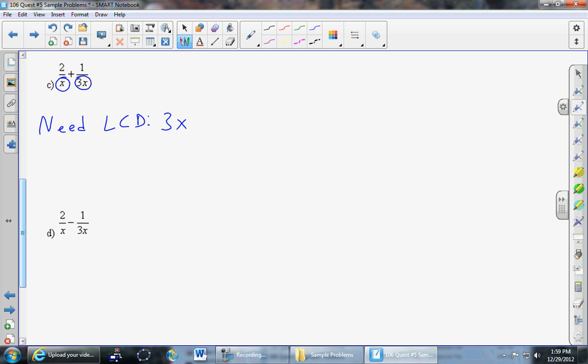So I'm going to take my two fractions, copy them here, and convert them into new fractions, equivalent fractions, with the right denominator. So this denominator of 3x, what is it missing? It's not missing anything. It's already good. It's got 3x already. The other denominator, what is it missing? Well, it's missing a 3.